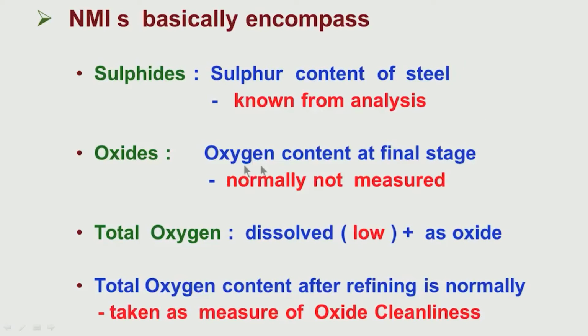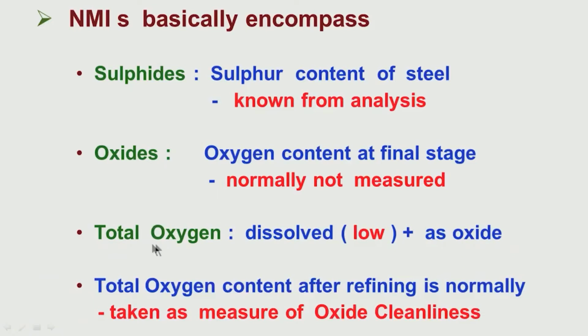But what is happening with the oxides? The oxygen content in steel at the final stage, when we have done all the refining and are casting, is normally not measured. Sulfur, phosphorus, nitrogen, and carbon are measured as part of the steel chemistry, but oxygen is not. So, how do you know how much oxide is present in steel? We can know this if we measure total oxygen in steel.